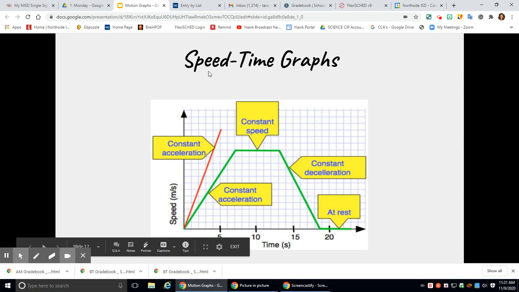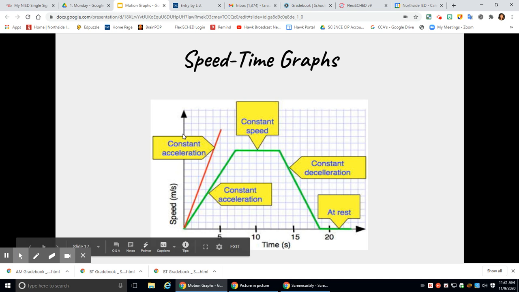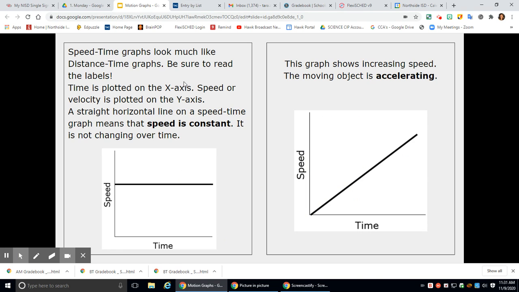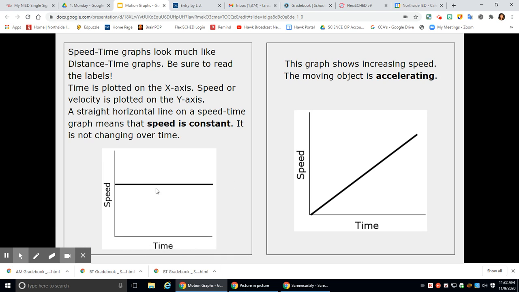Okay, here we're going to look at a different graph. So now we're not looking at distance time graphs, but we're looking at speed time graphs. Here on your y-axis you have speed, and on your x-axis you have time. Notice that time increases as you go to your right. Same with speed, it's increasing as you go up. Speed time graphs look much like distance time graphs. Be sure to read the labels. Time is plotted on the x-axis, and speed or velocity is plotted on the y-axis.